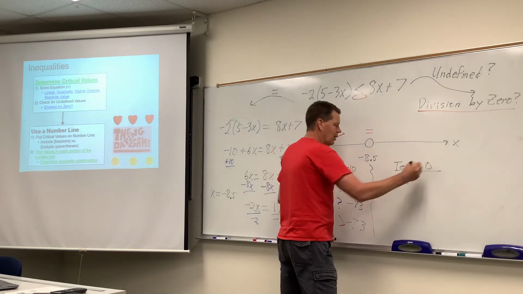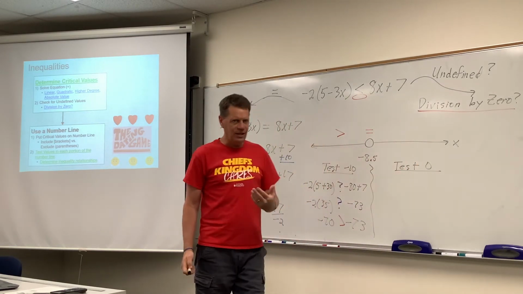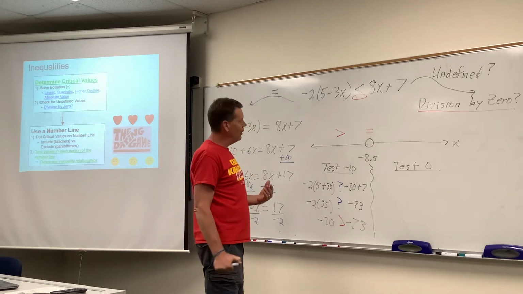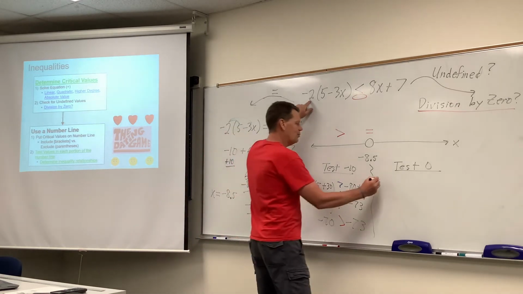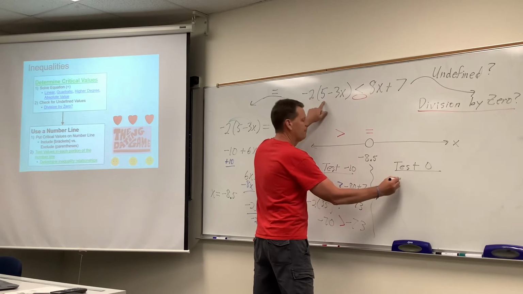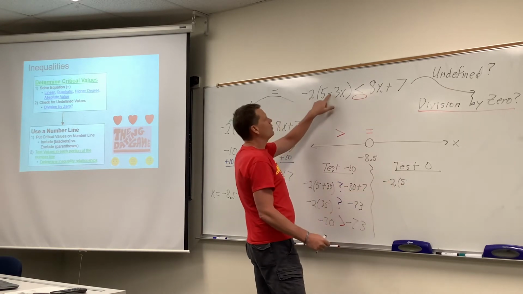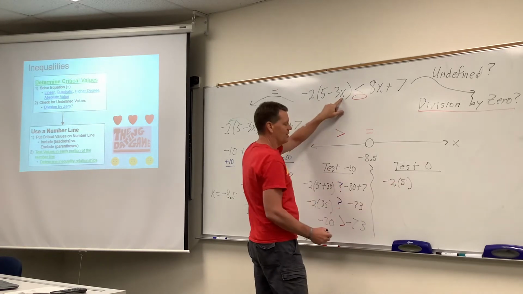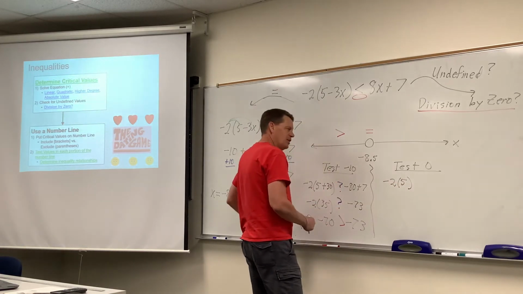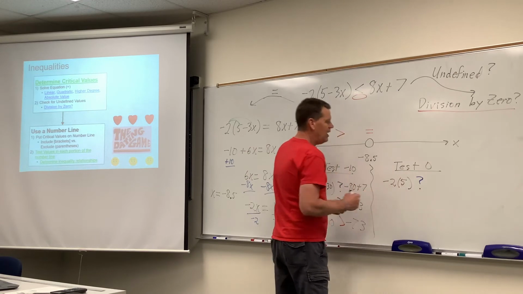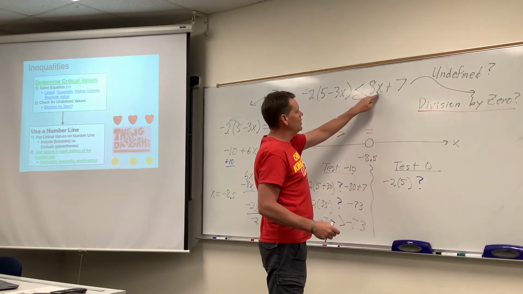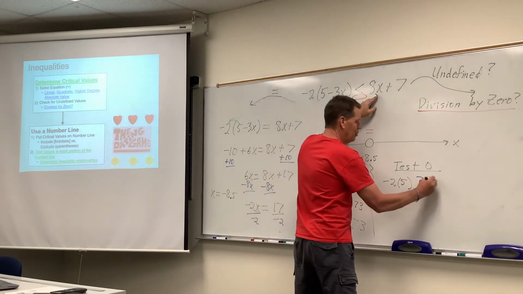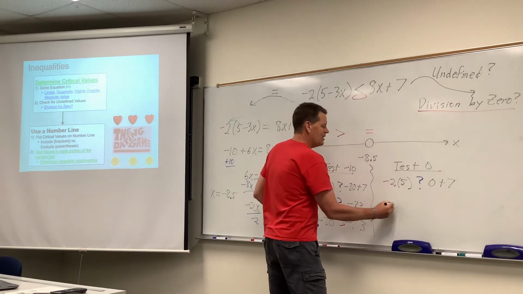Well, I'd pick 0. 0 always makes easy arithmetic when you plug it in for x. So this would be negative 2, parentheses 5, minus 3 times 0. 3 times 0 is 0. That'll just be a 5 in the parentheses there. See, that's why we pick 0. It makes easy arithmetic. If you put 0 in over here, 8 times 0 is 0, plus 7.